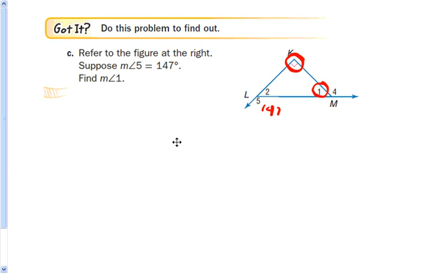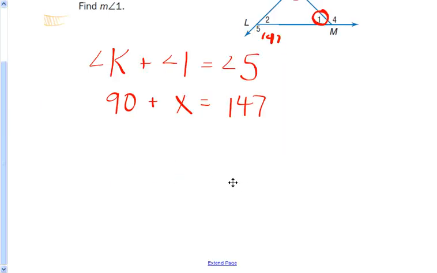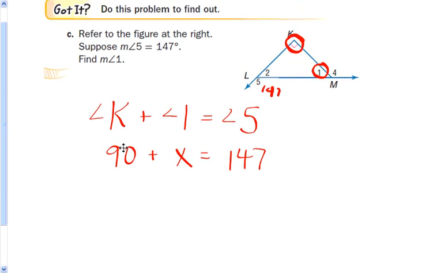Okay, so let's set up an equation. Let's write down what we know. We know that angle K plus angle 1 is going to equal angle 5. That's your remote interior angles. Now we know that angle 5 is 147 and angle K is 90. So let's plug that in. So we replaced K with 90 because that's a right angle, and we replaced angle 5 with 147. They told us that. So now just finish solving the equation. Subtract 90 from both sides, and you should get 57.